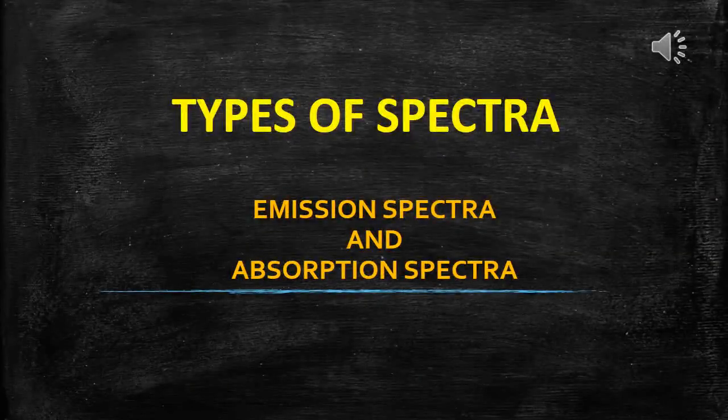In this presentation, you are going to learn about types of spectra. This topic is given in the last pages of chapter 5, electromagnetic waves. Now you are going to learn about the classification of spectra. Here the spectra is classified into two categories, emission spectra and absorption spectra.